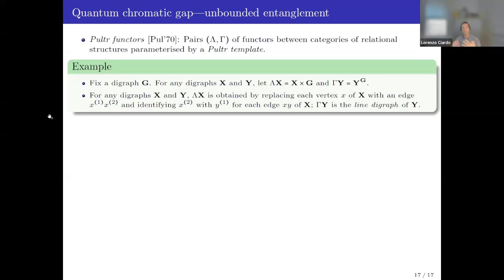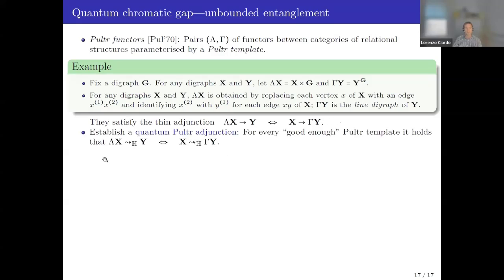So these are classic transformations in graph theory. The key point is that they satisfy a thin adjunction relation, which is the following: lambda X maps to Y precisely when X maps to gamma Y. So both these pairs and many others satisfy this adjunction relation. And in fact, one can show that all Pultr functors do satisfy this. Okay, so the first step of my proof was to show that this also holds in the quantum world. So there exists a quantum version of Pultr adjunction, modulo some technical stuff.